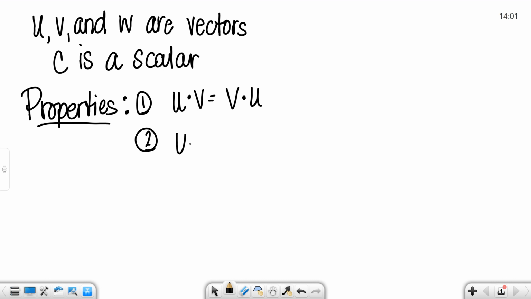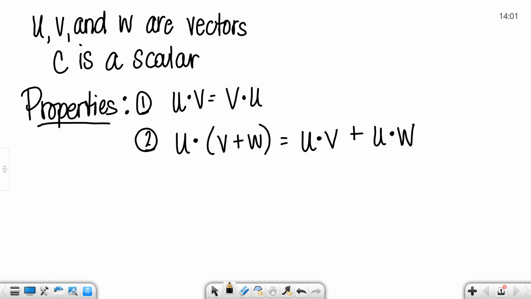Our second property says if I am trying to do this dot product, it does essentially sort of look like distributing, but it is not entirely distributing, because it's U dot V plus U dot W. Now remember, dot is not the same thing as just multiply, so you have to use the rule for dot product.